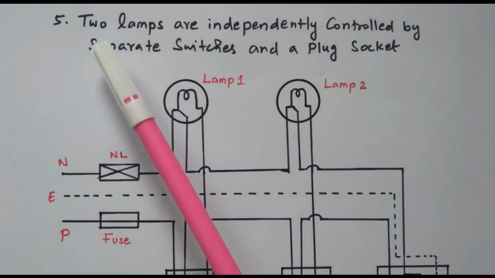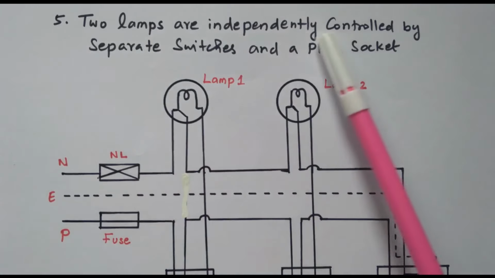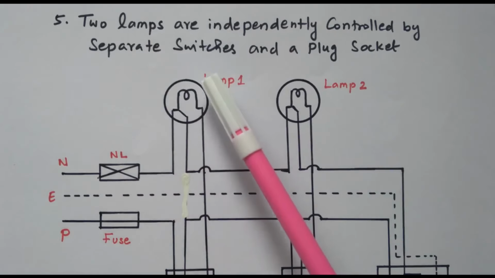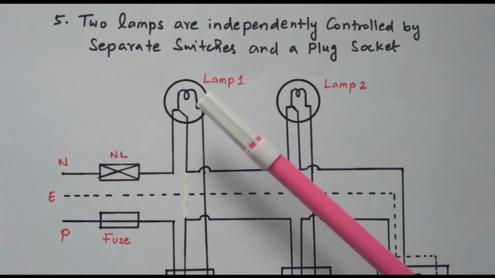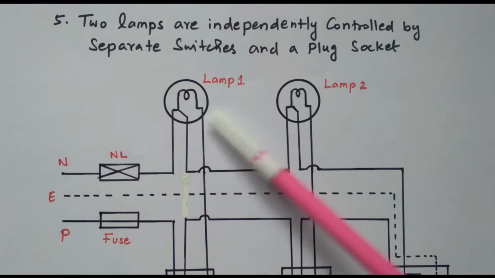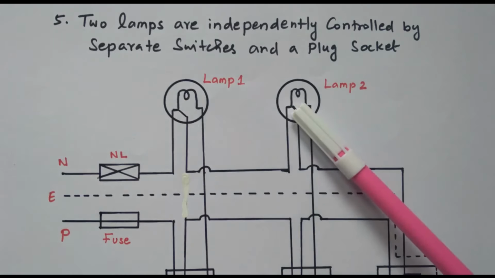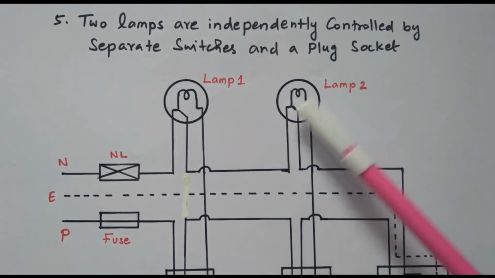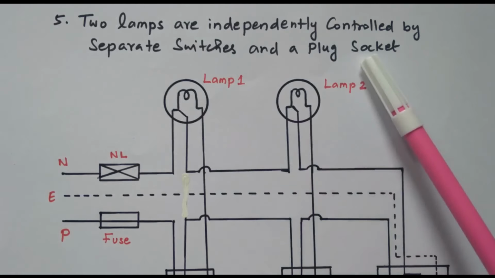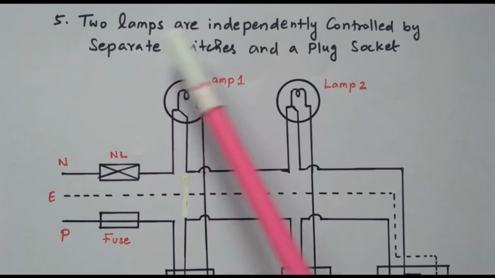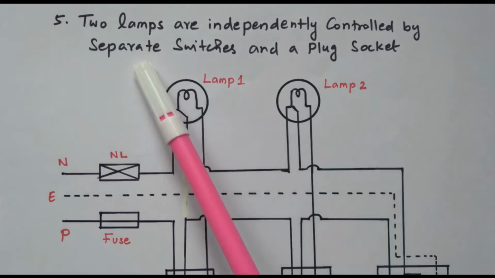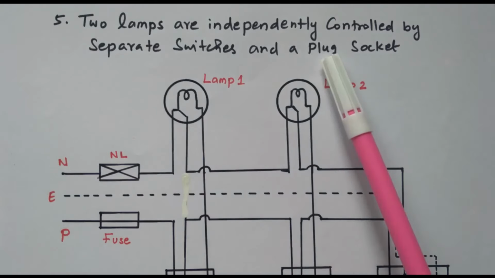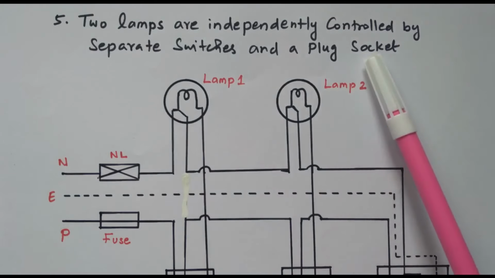In this connection, the two lamps are independently controlled by separate switches. In the previous diagram, we had one lamp and one switch. Now we have two lamps controlled by two different switches, and also one plug point, a plug socket. So we have two lamps controlled independently by separate switches, and one more plug point is available. Now we'll see how to connect this.